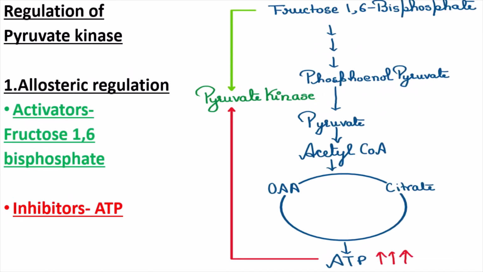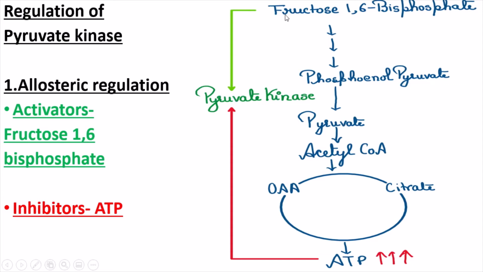Then the regulation of pyruvate kinase: it is regulated both allosterically as well as by covalent modification of the enzyme. Let's first see allosteric regulation. The activator for pyruvate kinase is fructose 1,6-bisphosphate.